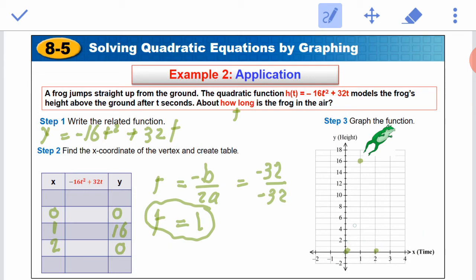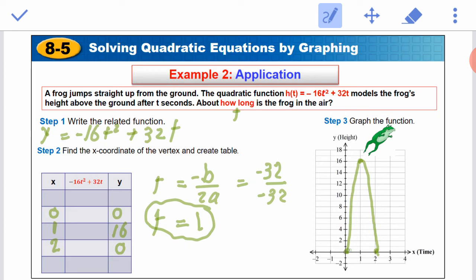So guys, if you connect these 3 points, you would see a parabola. So even the frog's jump is a parabola. Parabolas are everywhere around us, even this naughty frog jump. So guys, now let's answer the question. How long is the frog in the air? How long? It's the number of seconds.